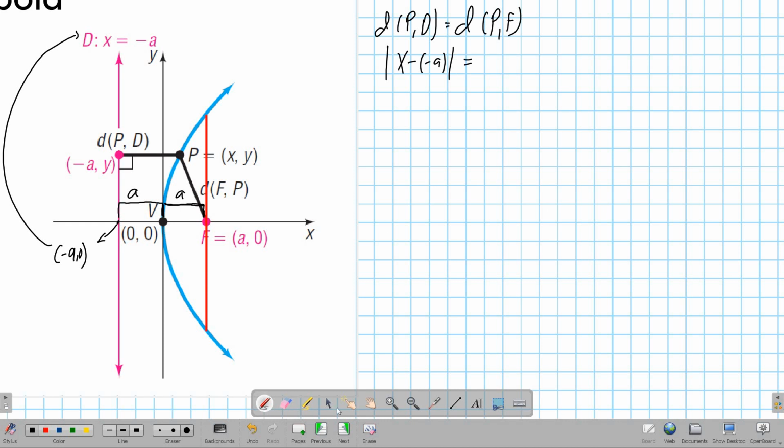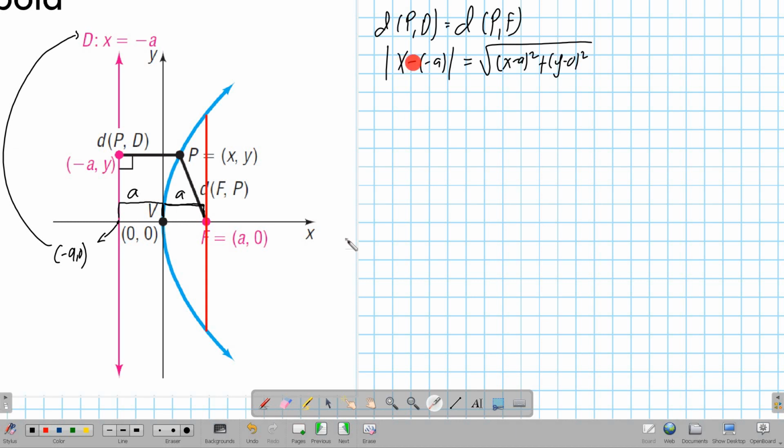And this is equal to the distance between this point and this point here. Since that is an oblique line, we need to use the distance formula. So therefore, we're going to have the square root of x minus a squared plus y minus 0 squared, using the distance formula between the coordinates of P, (x, y), and F, (a, 0).